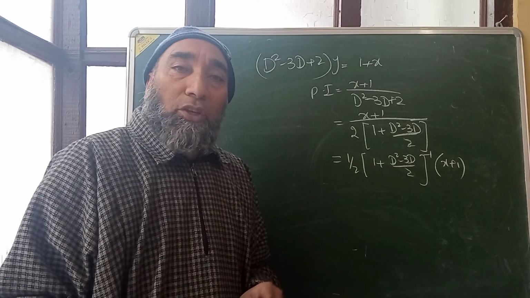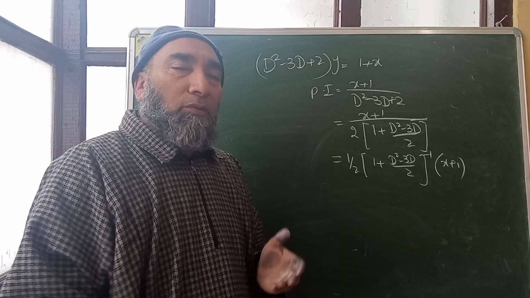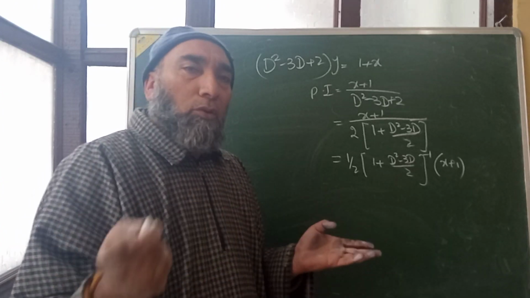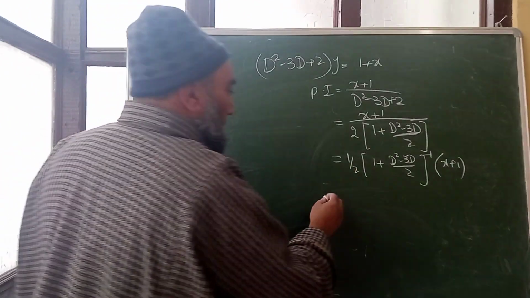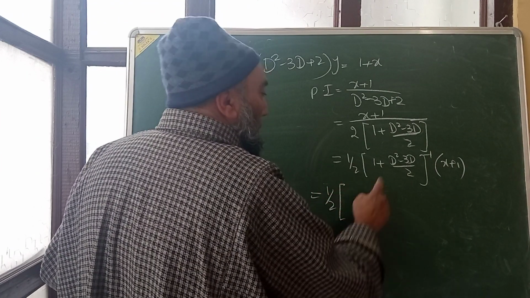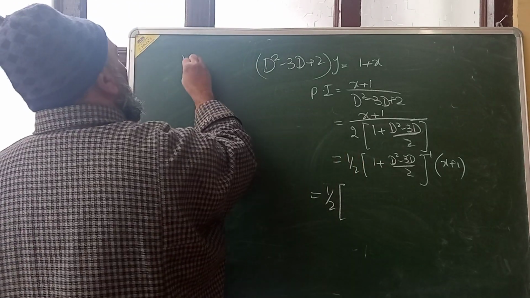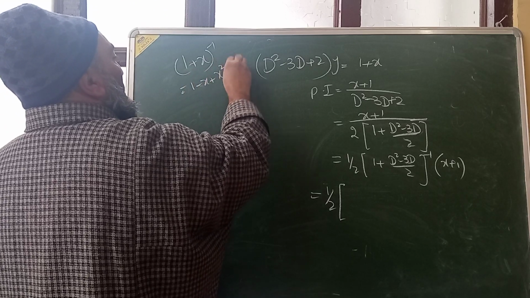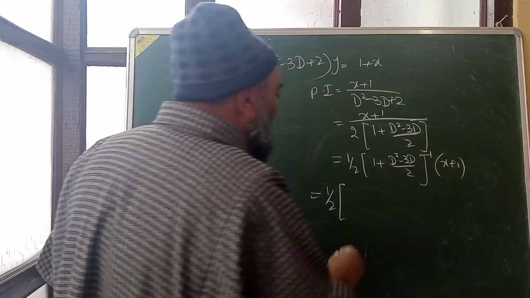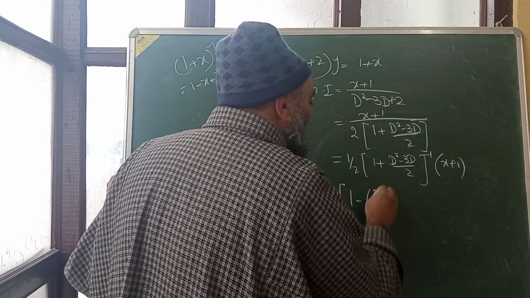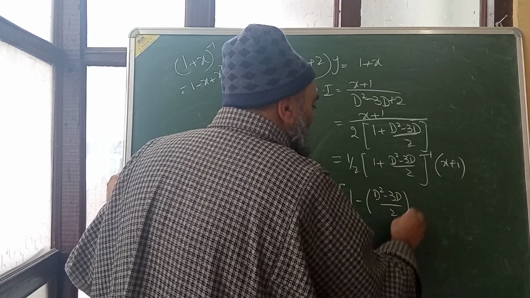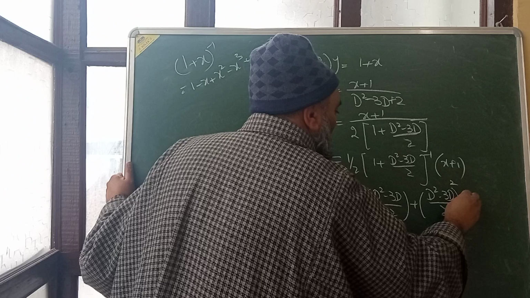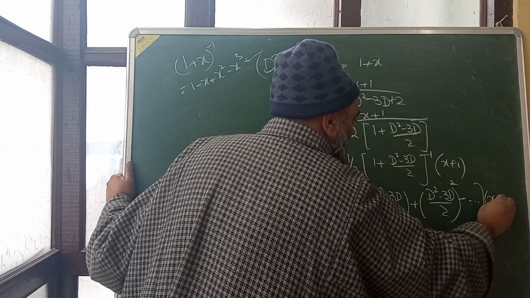You see, x plus 1. How many times can you differentiate it at the maximum? Differentiation the first time will be 1, the second time it will go to 0. So you have to take d only. D square will be 0, d cube will be 0. So what is this? This is 1 by 2. Now, 1 plus x raised to the power minus 1 is 1 minus x plus x square minus x cube plus so on. So I will use that formula. This is 1 minus x, where x is d square minus 3d by 2, plus its square, d square minus 3d by 2 whole square, plus so on, operating on x plus 1.